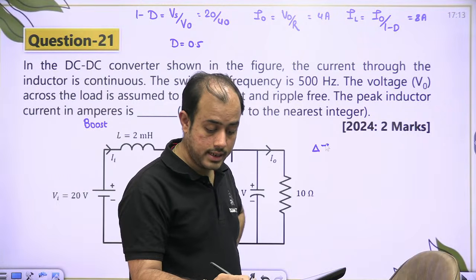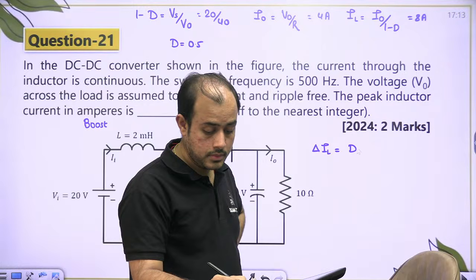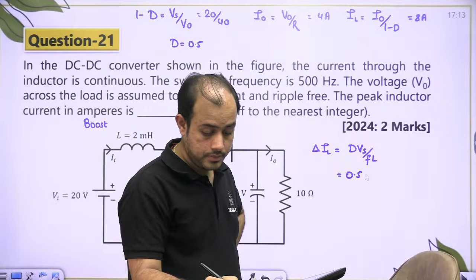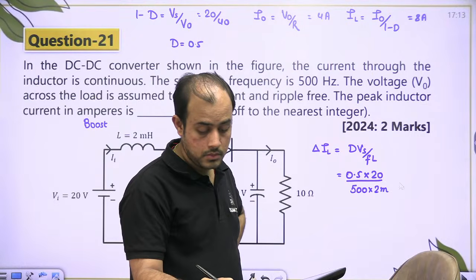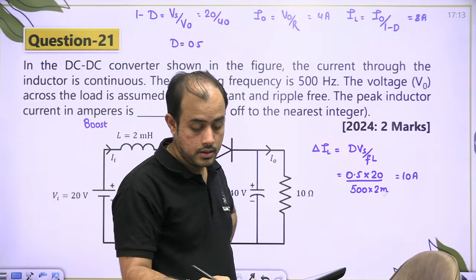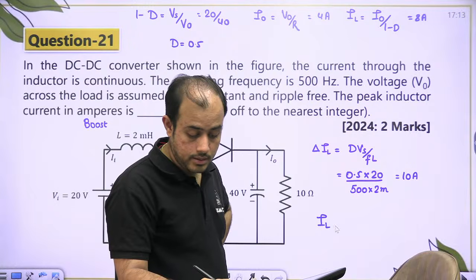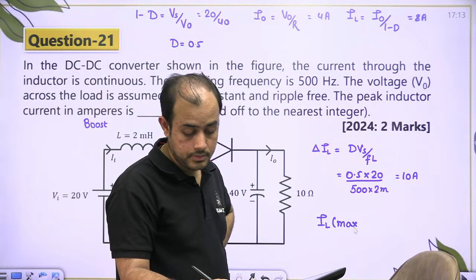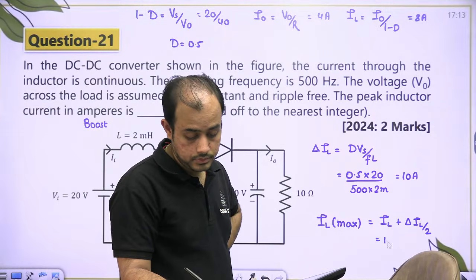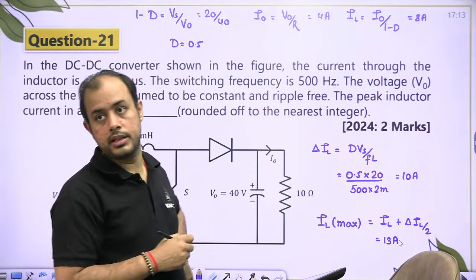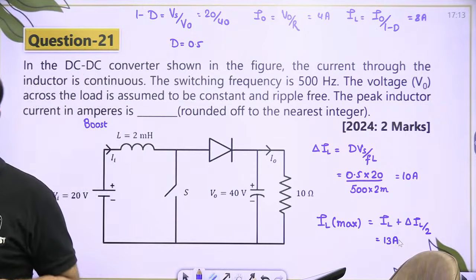Now delta IL, D Vs by FL, is 10. So IL maximum is 13 ampere. Answer will be 8 plus 5, 13.